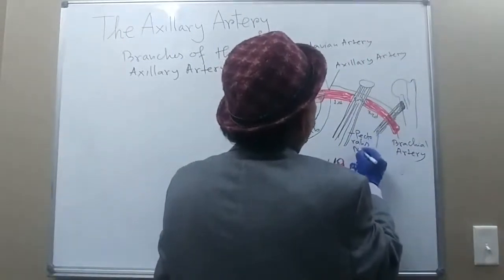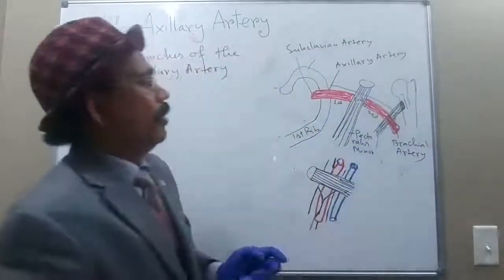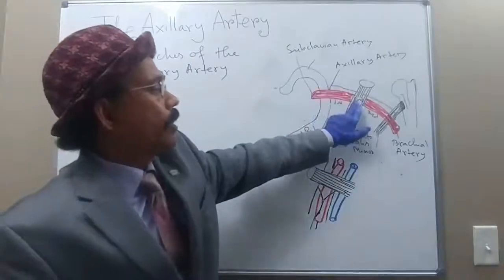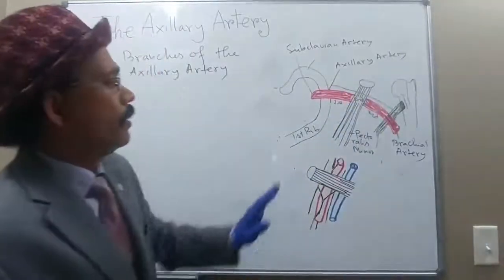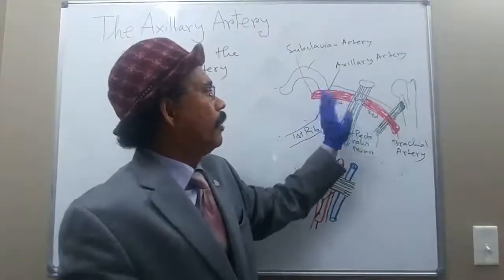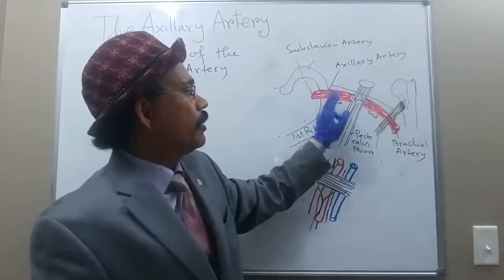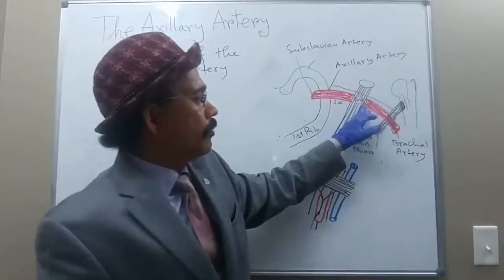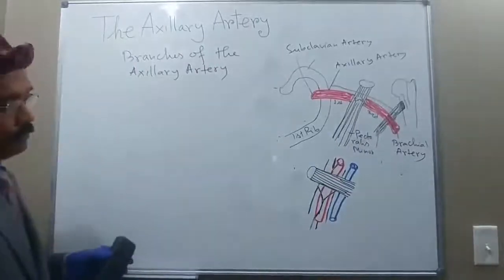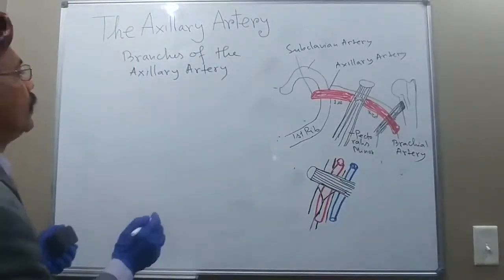The pectoralis minor muscle divides the axillary artery into first part, second part and third part. What is behind the pectoralis minor, that is the second part. What is proximal to the pectoralis minor, that is the first part. Just beyond the pectoralis minor, that is the third part of the axillary artery. We'll go to the branches of the axillary artery.